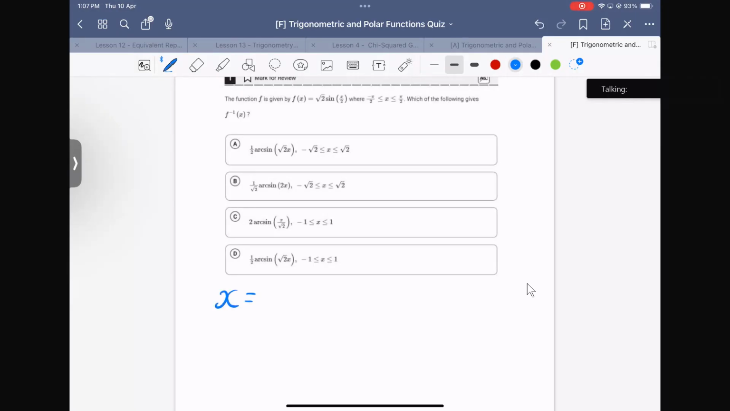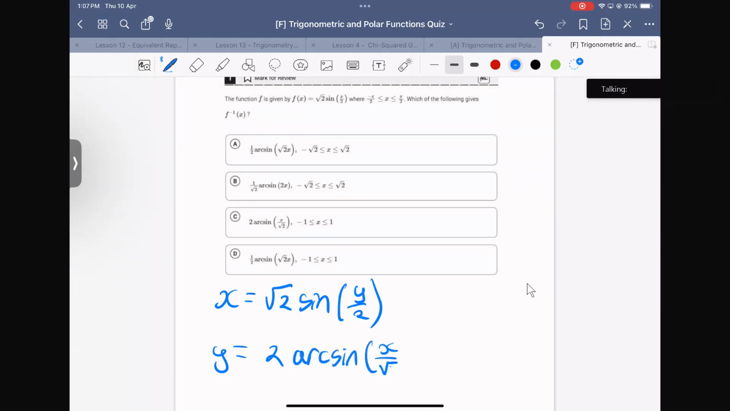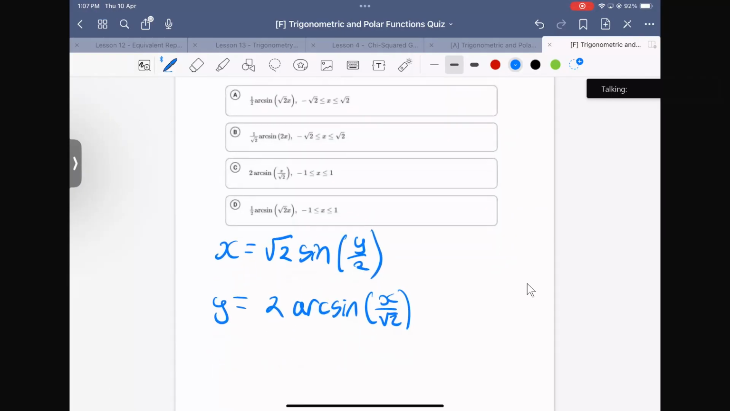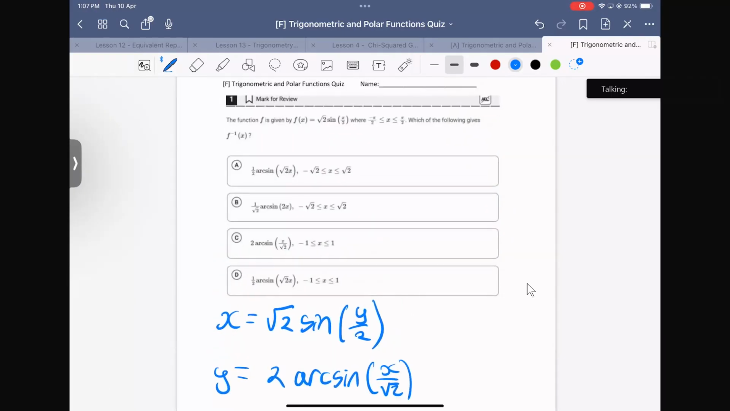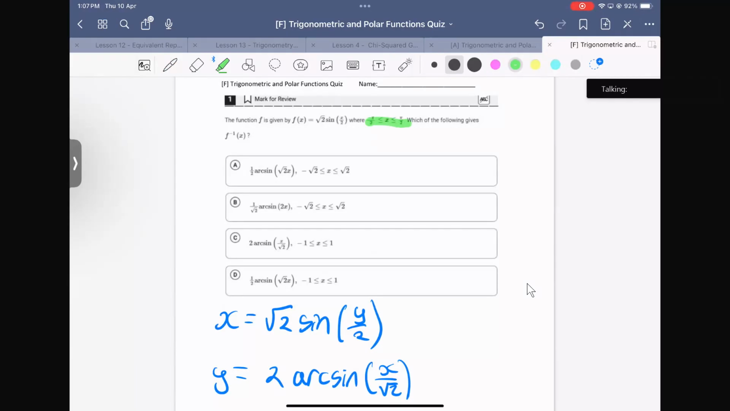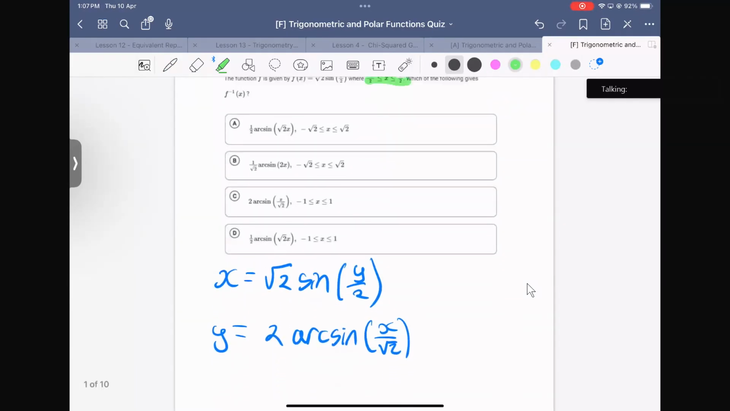We've got x is equal to root 2 sine y over 2. And that's going to give us, if we rearrange it, y is equal to 2 arc sine of x over root 2. That's the inverse function. We need to find also, if we look here, we're told what the domain of the original function is. So use these values to find what the range of the original function was.